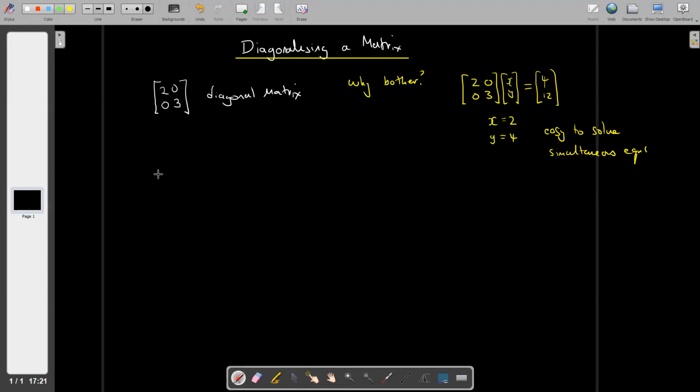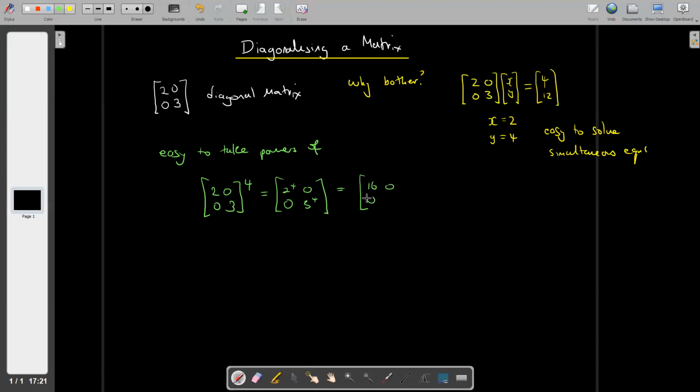Another reason why we might bother is that they're easy to take powers of. So for example, the matrix 2, 0, 0, 3 to the power 4 would be the same as 2 to the power 4, 0, 0, 3 to the power 4, which is the same thing as 16, 0, 0, 81. I'll let you perform the multiplication if you really want to convince yourself, but because it's a diagonal matrix, taking powers is really easy.